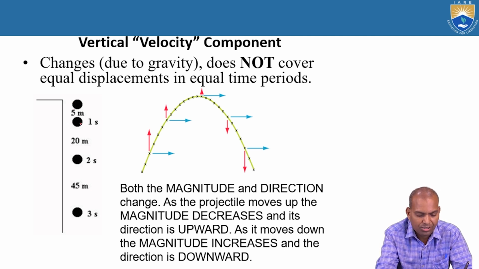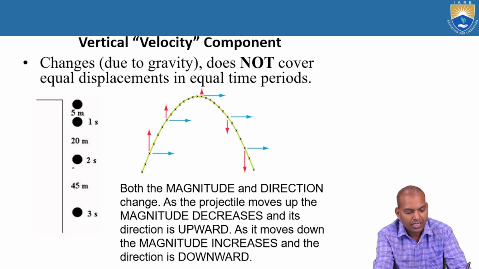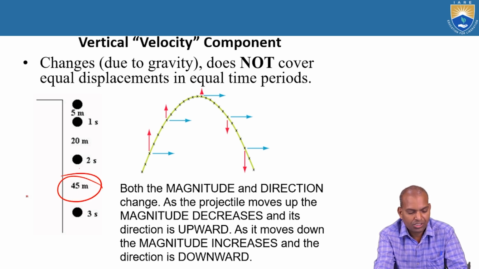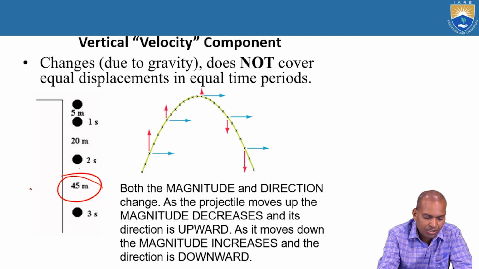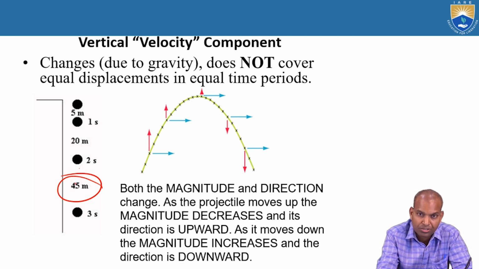For 5 meters, it is 1 second here. From 5 to 20 meters, it is 2 seconds. Again, from 2 seconds to 3 seconds, the distance traveled by the object is more, taking 45 meters. The displacement is 45 meters because of gravitational force.